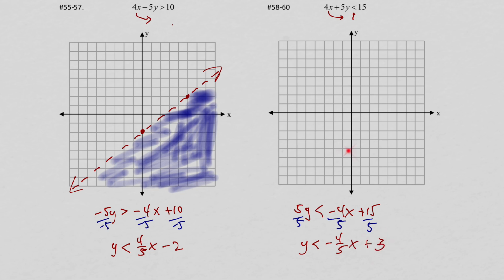So on the y-axis at positive 3, we'll put a dot. This is a negative 4 over positive 5. So I'm going to go down 4, but I'm going to run 5, and I'll put a dot there. There's no equal sign, so I'm going to graph a dashed line.